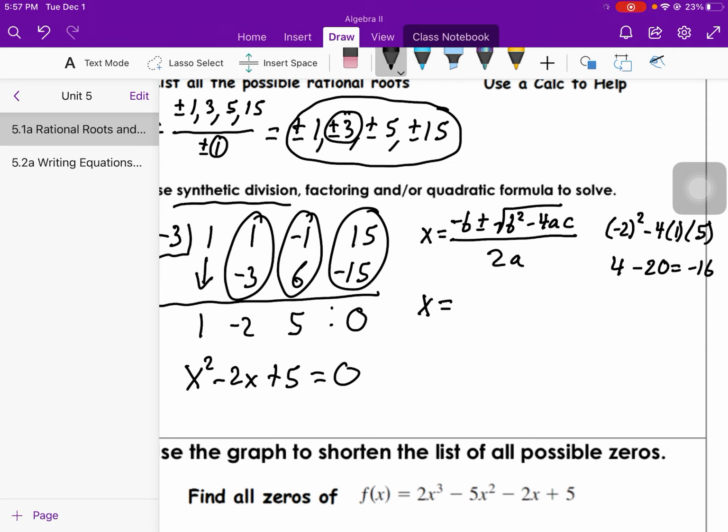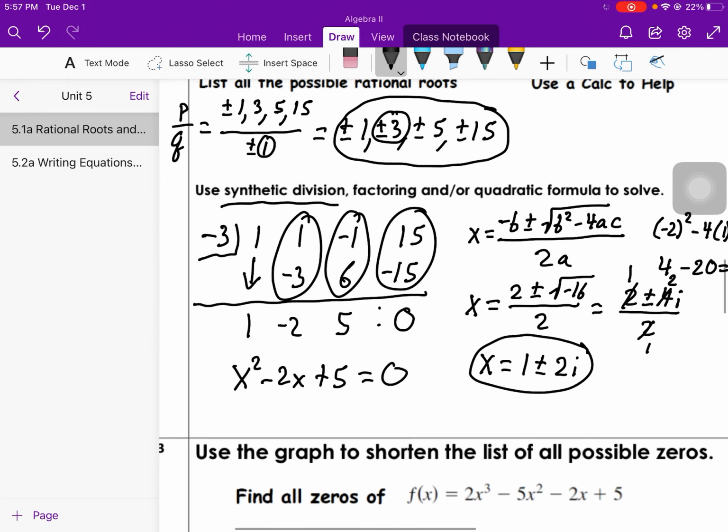Now let's fill in the rest. Negative b, negative of negative 2 is positive 2, plus or minus the square root of negative 16, all over 2 times 1, which is 2. Now let's simplify this. So we get 2 plus or minus, the square root of negative 16 is going to be 4i. That's a perfect imaginary number. Now that we have that, we can simplify this even further because 2 divides into everything. So we're going to get a simpler version of x equals 1 plus or minus 2i, because we can divide 2 into both of those.